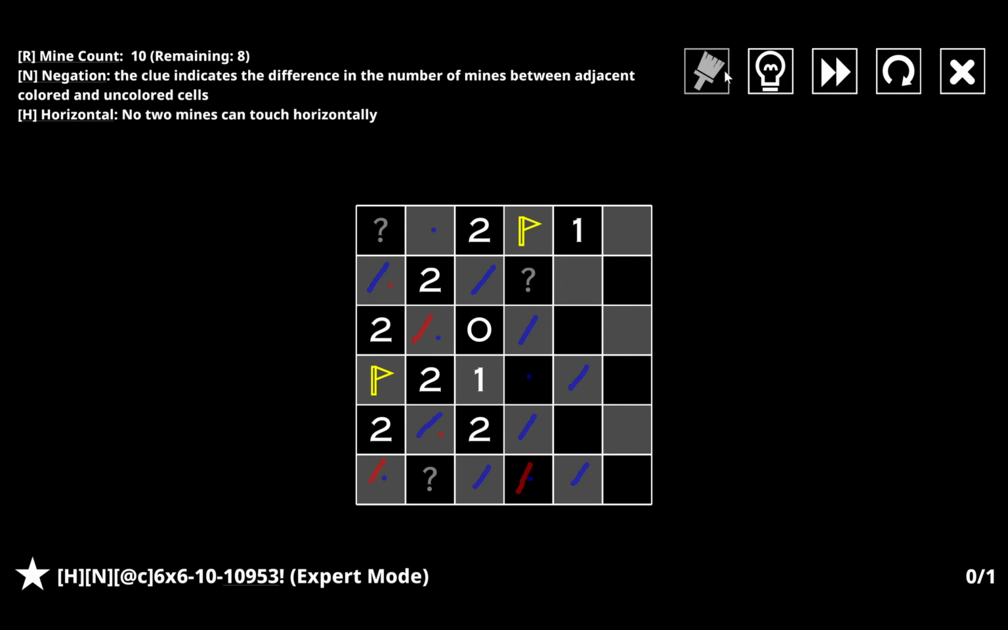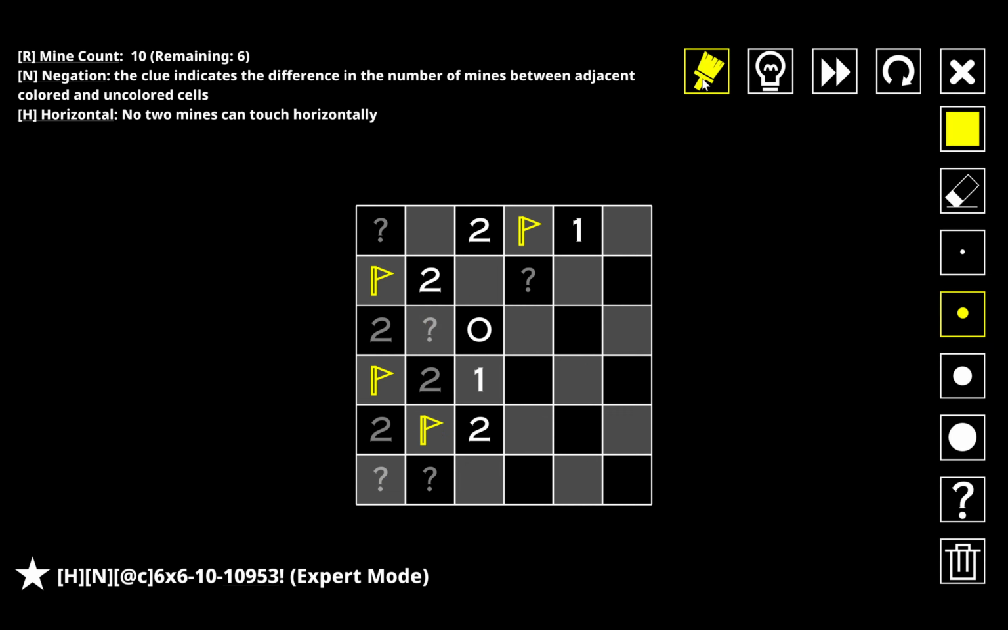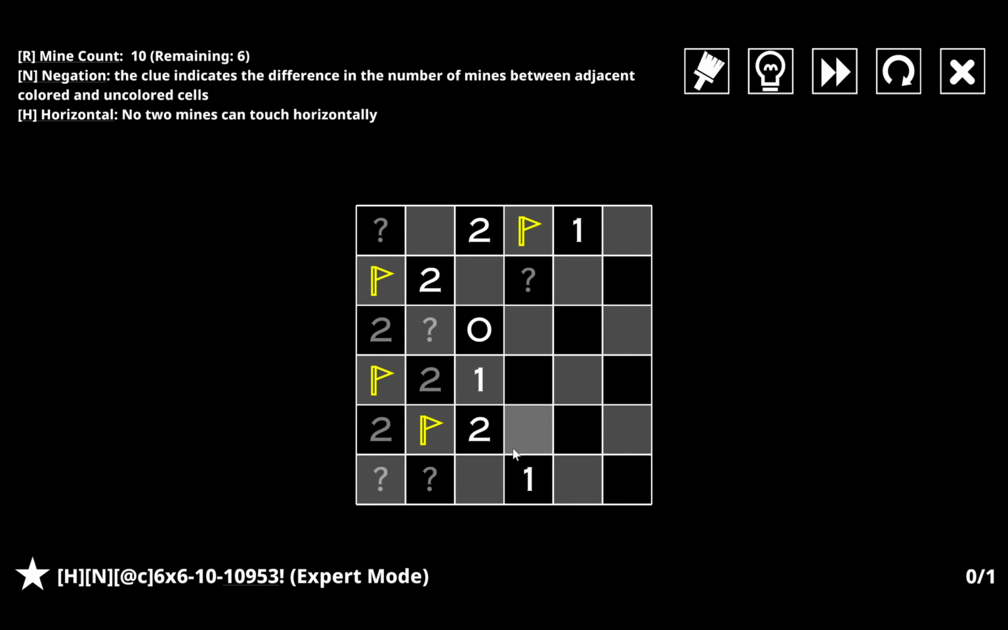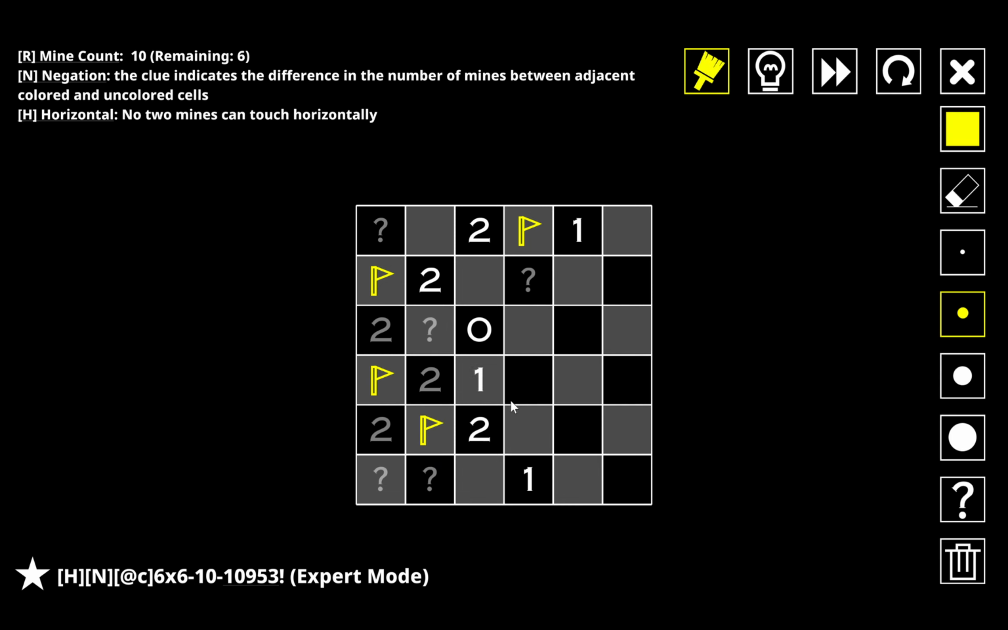Actually, something we can see is that the red case is the only valid one now. I didn't notice this at first, but the blue case breaks this 1 through its definition. So we know that this one must be a mine. This one up here can't be a mine. That one must also be a mine. There we are. And we also know this one cannot be a mine as well. Okay, cool.